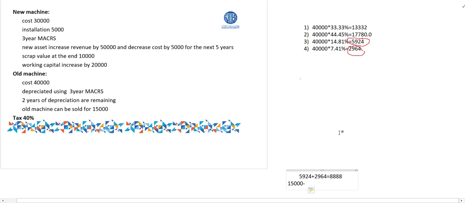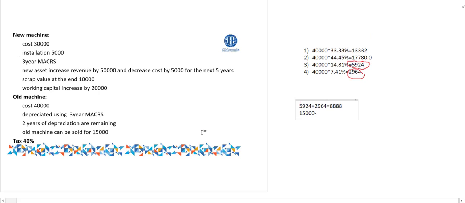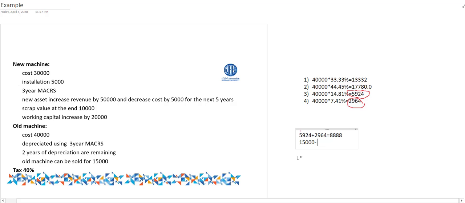15,000 minus this amount. Minus how much? Minus 8,888, right? So it means in this project we made a profit of how much? We made a profit equal to this amount. This is the profit for us. Each year, این profit است که ما دیگه به دست آوردیم.